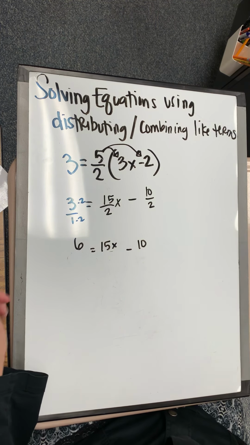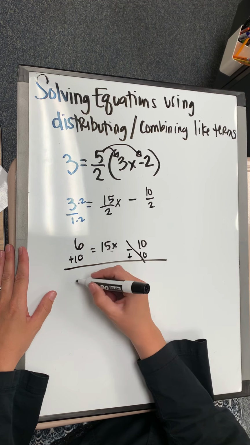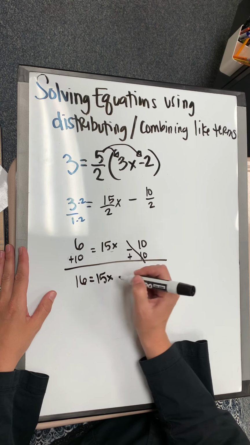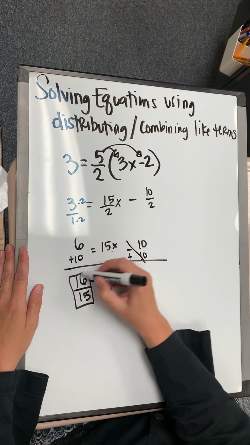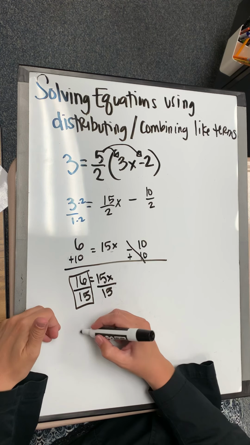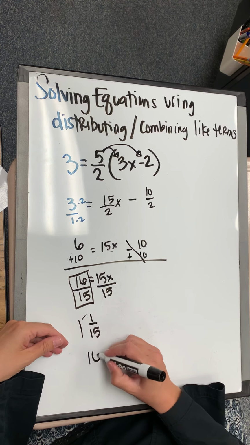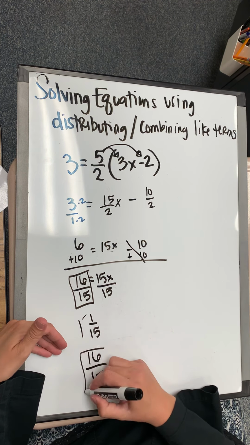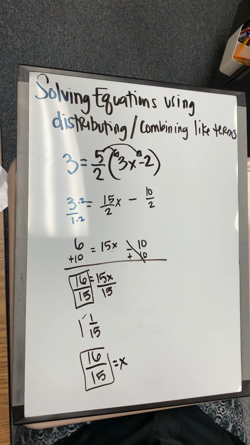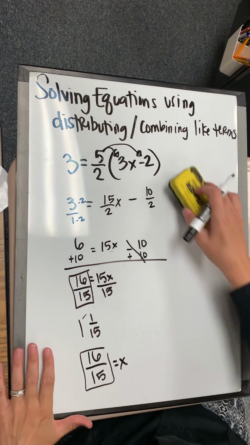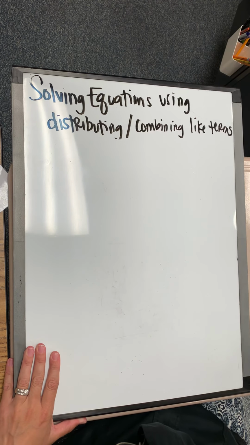So now I'm just working with a two-step equation. If I add 10, I get 16 is equal to 15x. I'll divide by 15, and this will actually be my answer. It's also 1 and 1/15, but a lot of the time they prefer it left as an improper fraction. So you'll keep it as 16/15 is equal to x. That's the first example.